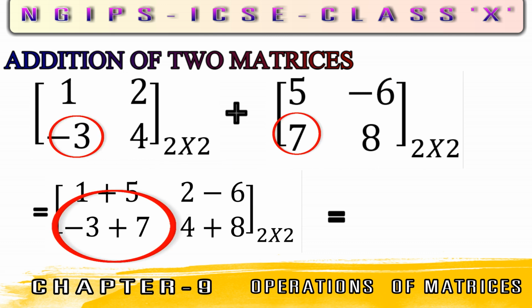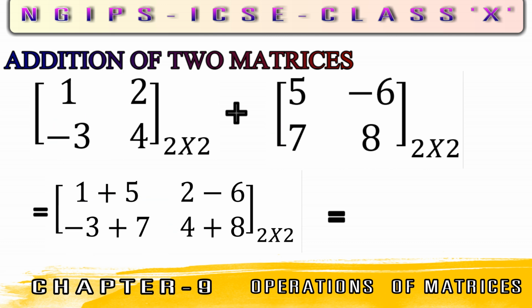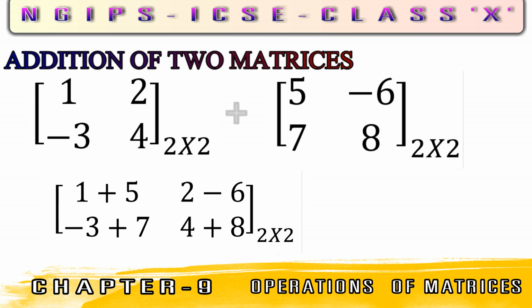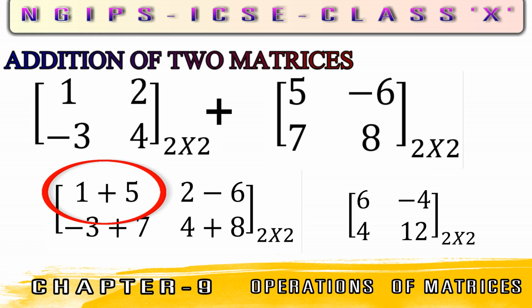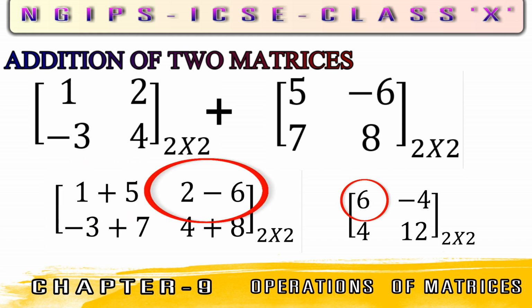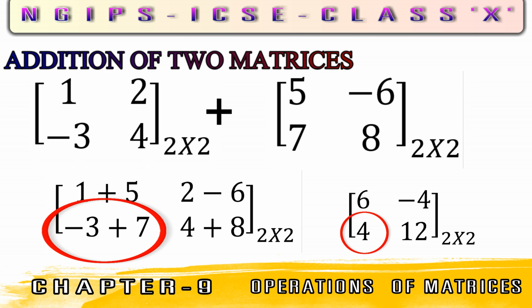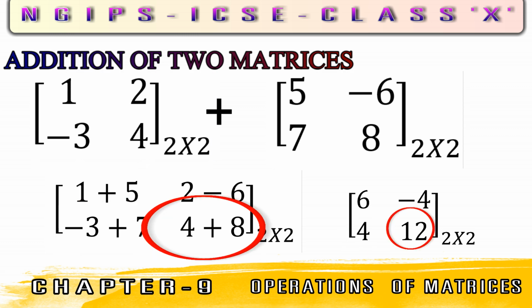Here, this is the 2-1 element of the final matrix. In this position, we will add these two elements, 4 plus 8. Now we just need to solve these expressions in each position to get the resultant matrix. 1 plus 5 is 6. 2 minus 6 is minus 4. Minus 3 plus 7 is equal to 4. 4 plus 8 is equal to 12.